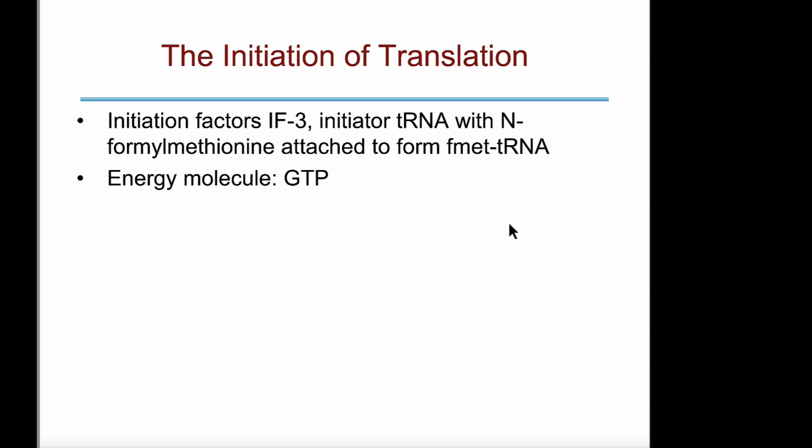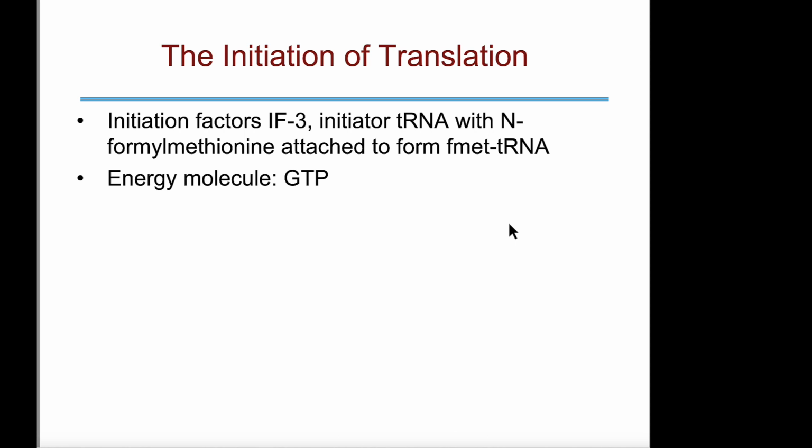So let's go into initiation now. Now that we know how tRNAs are charged with amino acids to bring them into the ribosomes, let's talk about how initiation of translation occurs. The first step in the initiation of translation is utilizing initiation factors. In this case, IF3, and then you have the initiator tRNA that has the N-formylmethionine, or fMet as you refer to it, and it also has an energy molecule, in this case GTP.